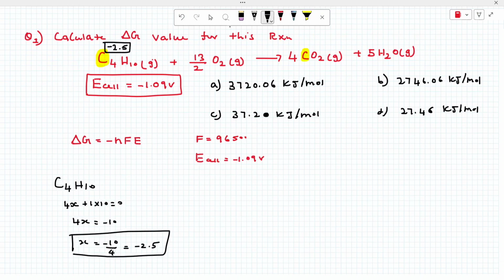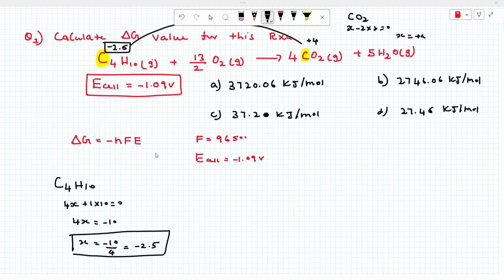Now this minus 2.5 is converted to the carbon in CO2. Now x minus 2 into 2 is equal to 0. Therefore x equal to plus 4. Here it changes to plus 4. So minus 2.5 becomes plus 4. So how many electrons are lost? How does minus 2.5 become plus 4, lowest to highest?